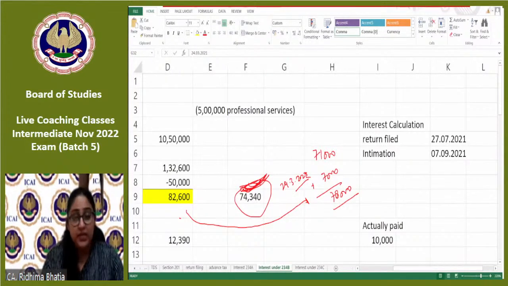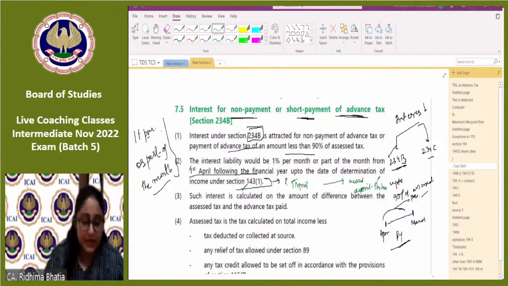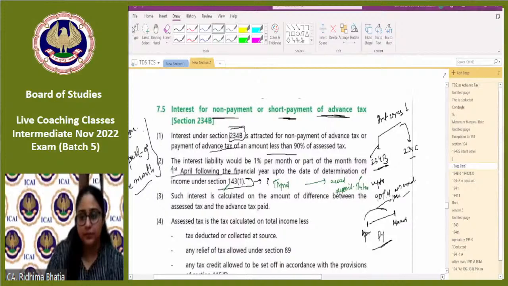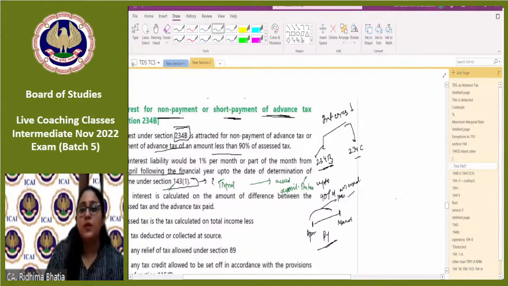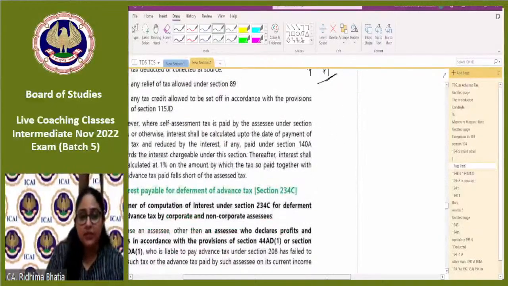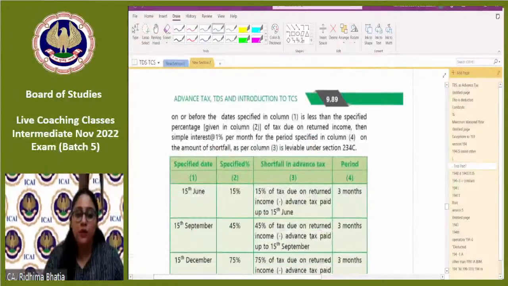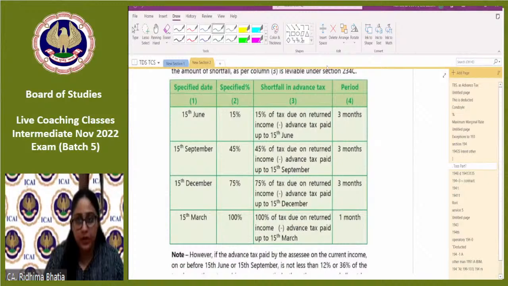So my dear friend, installment ka relevance is there. Why? Because 234C talks about the same. Interest payable on deferment of the advance tax. So deferment of advance tax means when you were required to be paid but you did not pay. So this is where your concept of installments come.